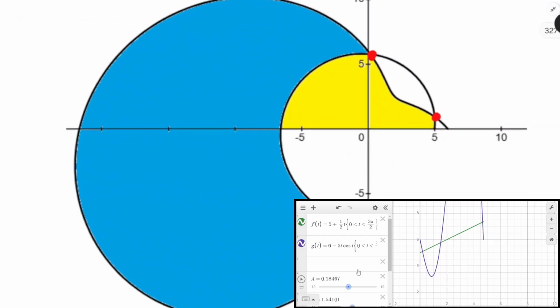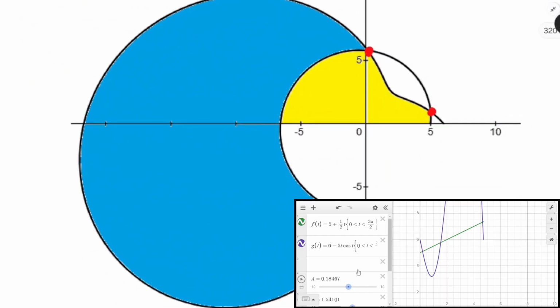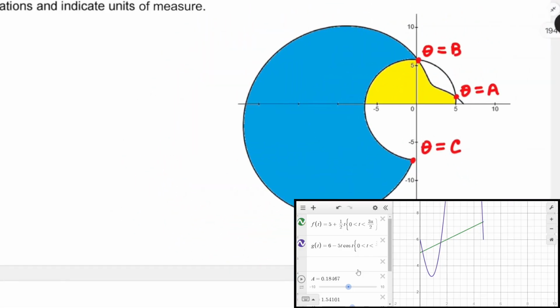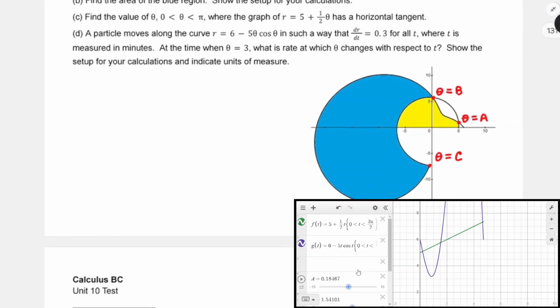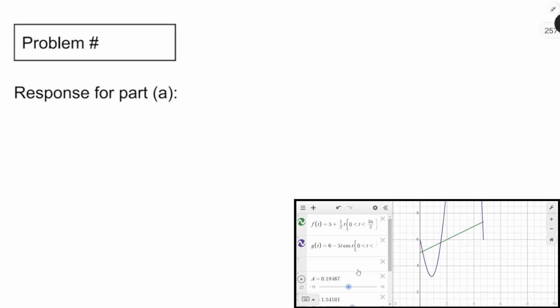In fact, I'm going to go over here to this diagram like I had before, and I'm just going to say this is theta equals A, theta equals B, and over here theta equals C, which are their own numbers. I'll definitely make sure to report those down on the response sheet, but we'll just make use of those. So this is problem 92.